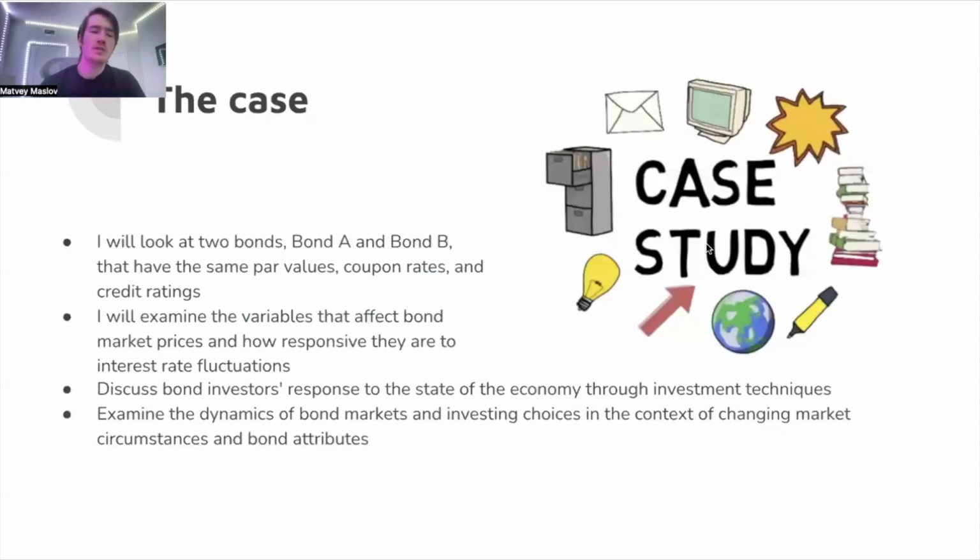For this specific case, I will look at two bonds, bond A and bond B, that have the same par values, coupon rates, and credit ratings. I will examine the variables that affect bond market prices and how responsive they are to interest rate fluctuations. I will also discuss bond investors' response to the state of the economy through investment techniques. And I will examine the dynamics of bond markets and investing choices in the context of changing market circumstances and bond attributes as well.